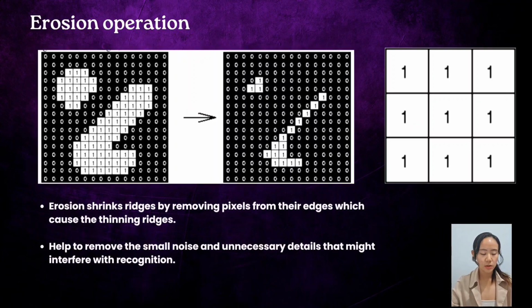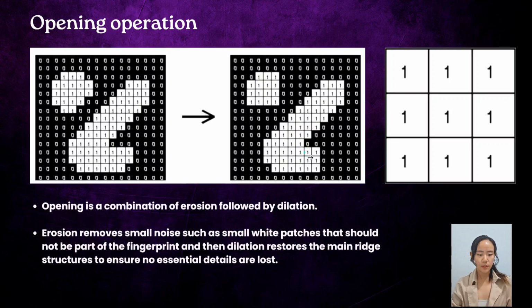Next, we will see the erosion operation. Erosion shrinks ridges by removing pixels from their edges, which causes thinning of the ridges. This helps to remove small noise and unnecessary details that might interfere with recognition. Using the same 3x3 structuring element, the effect we get for this operation is this. Next is the opening operation. Opening is erosion followed by dilation. Erosion removes small noise such as small white patches that should not be part of the fingerprint, and dilation restores the main ridge structures to ensure no essential details are lost.